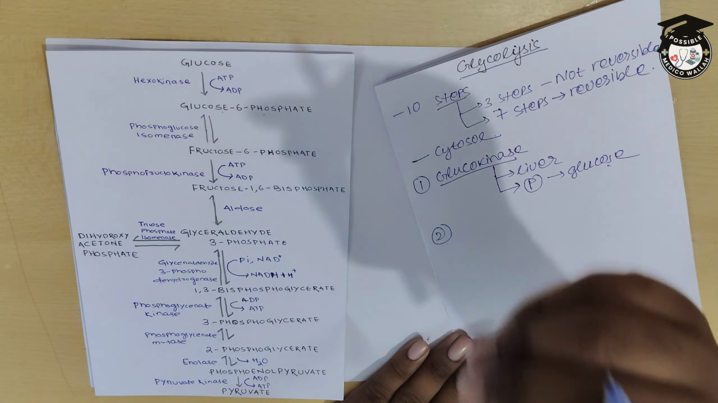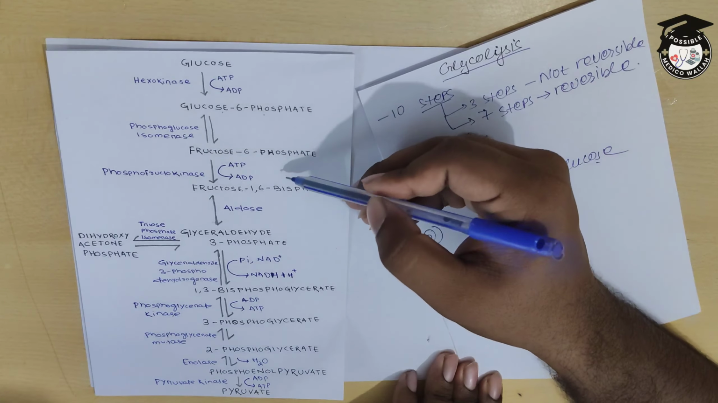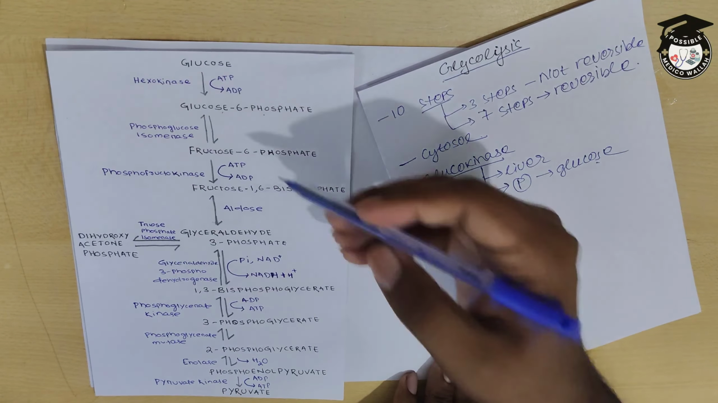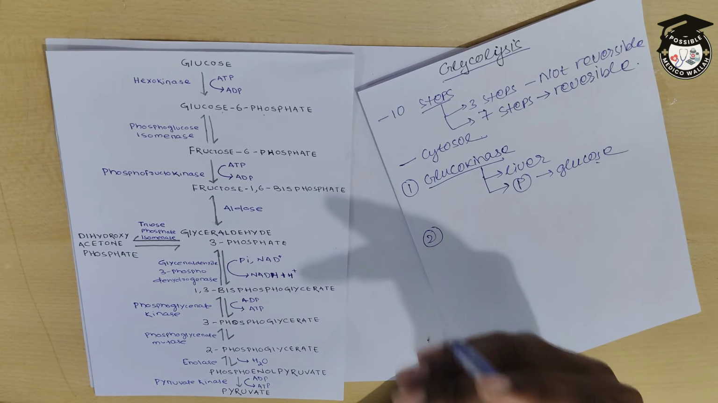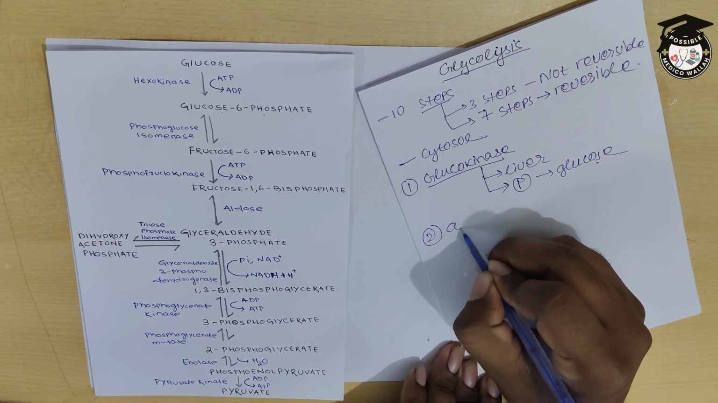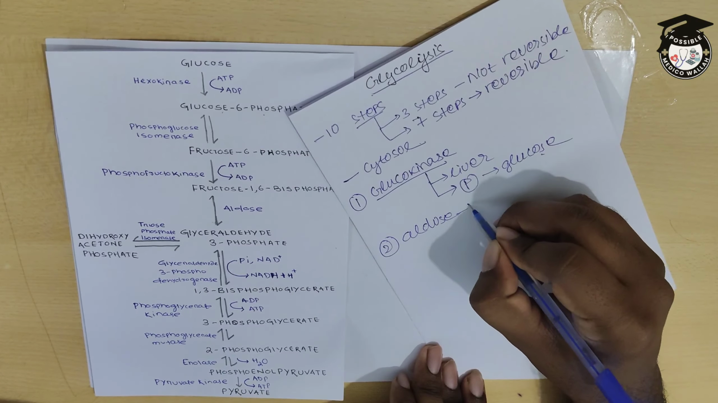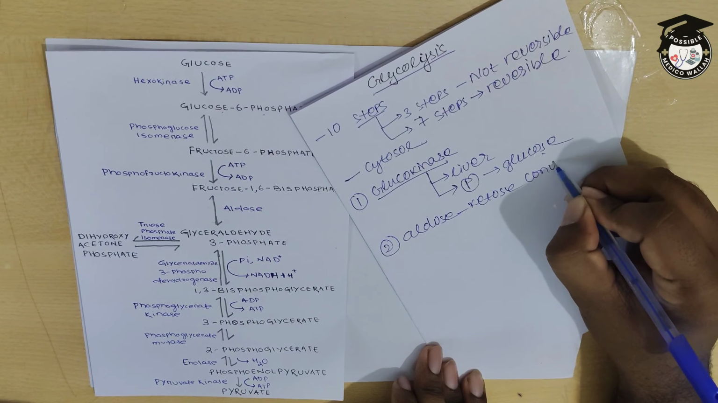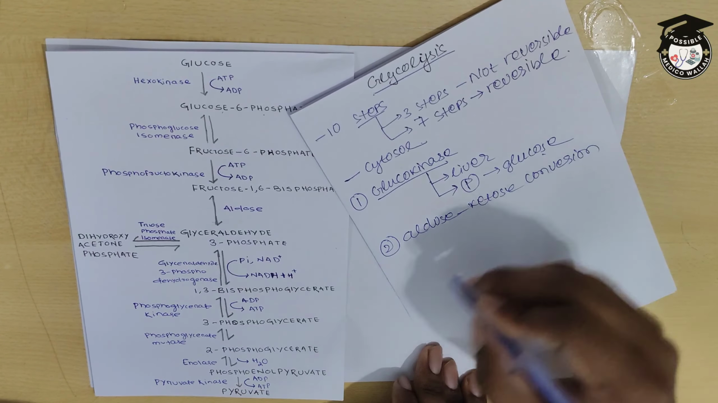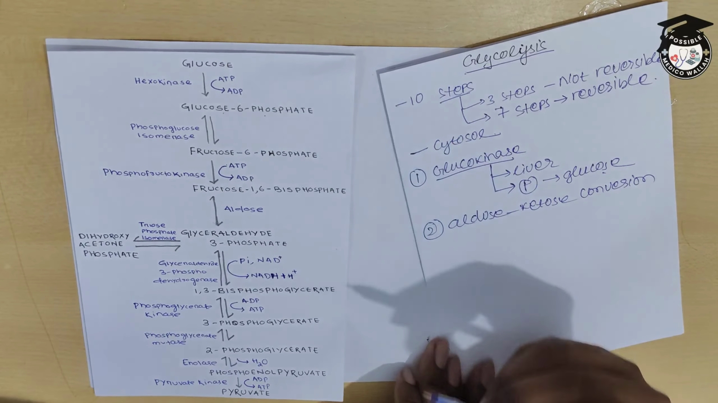Then come to the second step. In the second step, glucose 6-phosphate is converted to fructose 6-phosphate. That is an isomerization reaction catalyzed by phosphoglucose isomerase. In this, aldose to ketose conversion occurs. It means glucose has an aldehyde group and fructose has a ketone group.